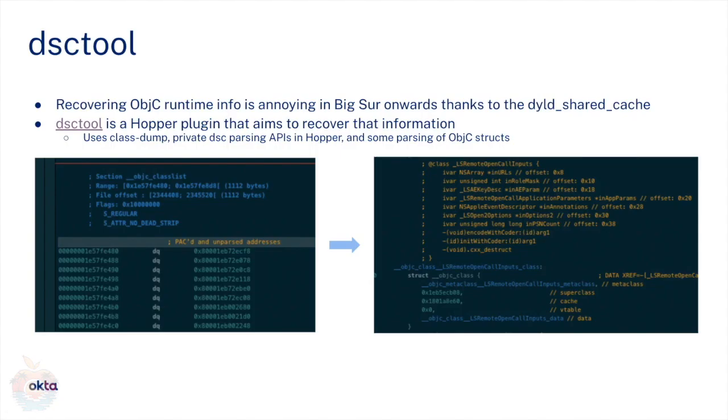A quick side note on how I recover these structures. If anybody's taken a look at the dyld shared cache in Big Sur, you probably noticed a lot of authenticated pointers and unparsed addresses, and class-dump just falls apart. And the assembly all around just looks very ugly. So I wrote a little Hopper plugin that glues together class-dump and some private APIs and recovers something like a human readable representation. Essentially, you could start reading the code again. So that's open source. You could use it if you'd like.